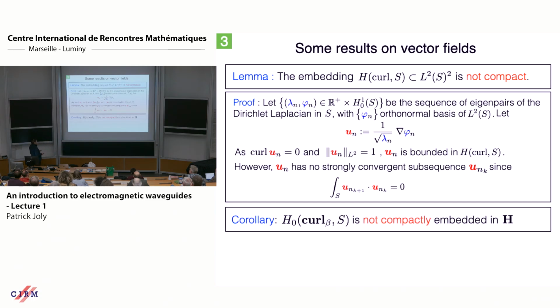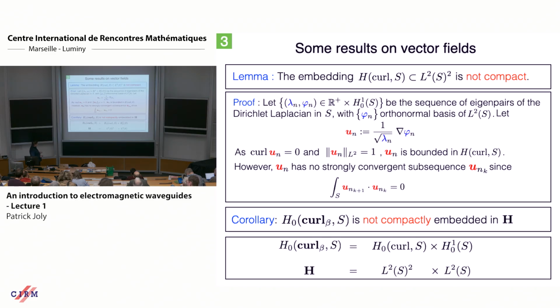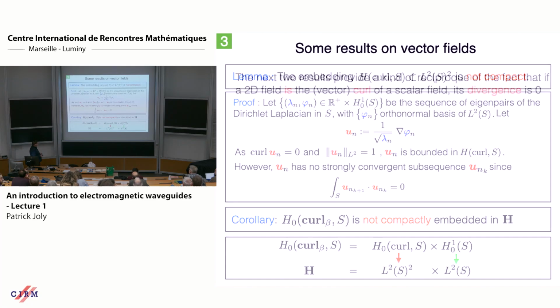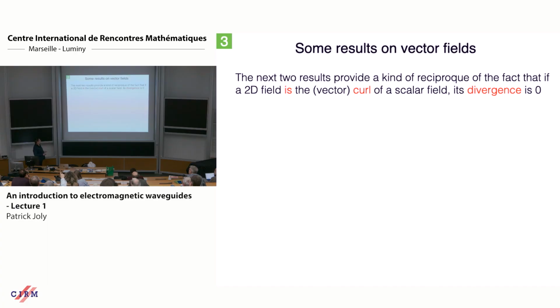And as a consequence, the bigger space H1 zero curl beta is not compactly embedded, and the reason for the lack of compactness does not come from the longitudinal component, because this embedding is compact, but from the transverse component, because this one is not compact, as said before. Yes? It was H0. It was H0 curl because I took the Dirichlet eigenfunction. Okay.